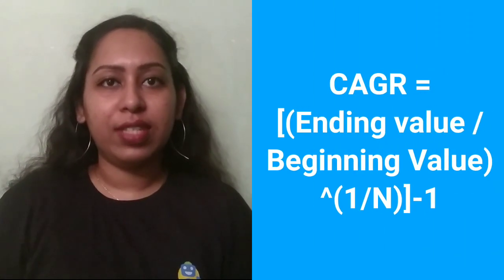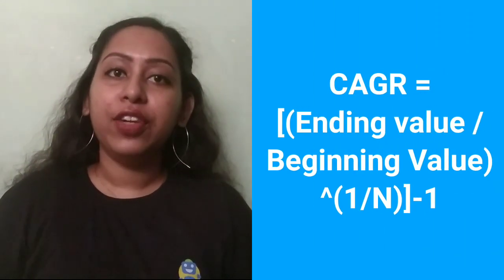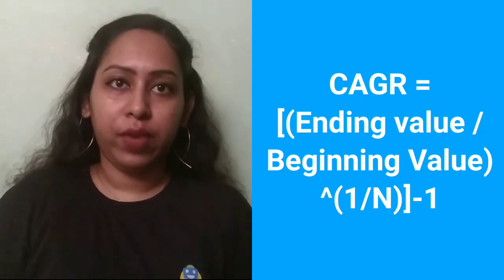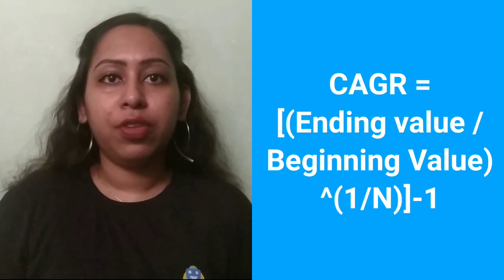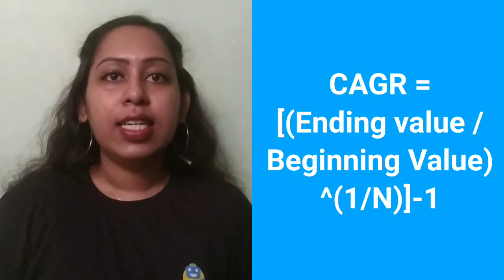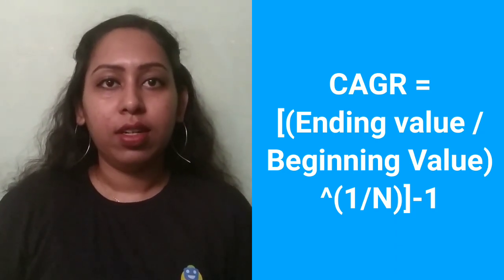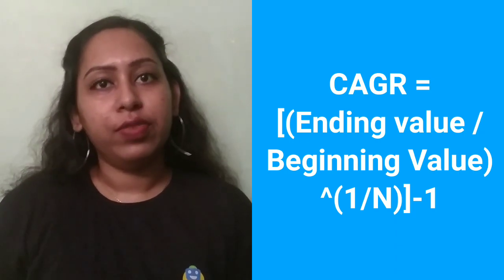In order to figure out CAGR, divide the end value of your investment by the beginning value. Raise the result to the power of 1 divided by the number of years of investment. Finally, subtract the result from 1 to know the rate of return on investment. The CAGR calculator provided by ClearTax is an easy way to calculate CAGR on your investment.